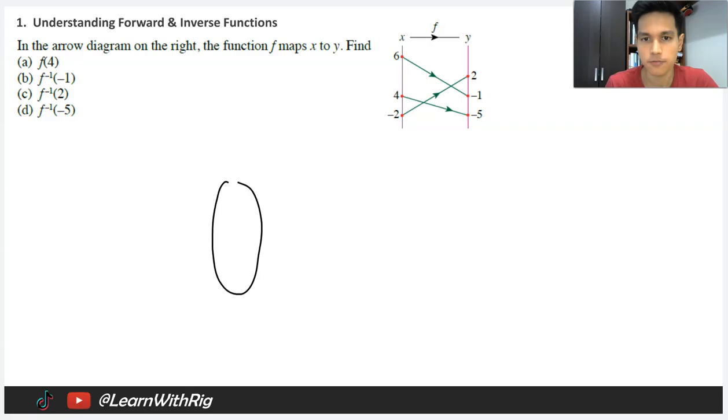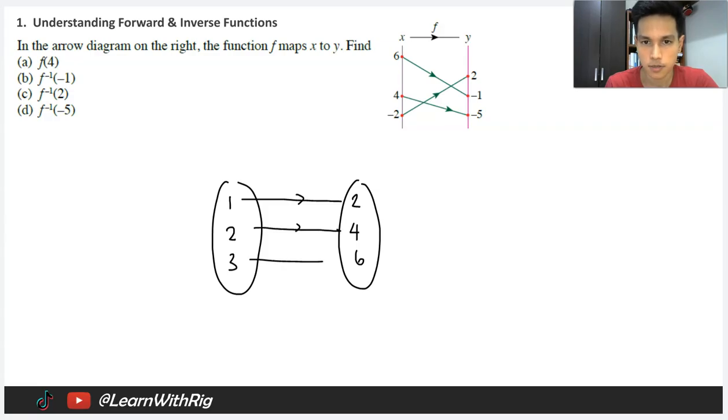Let's say we have an arrow diagram. Okay, we have 1, 2, 3, here's the object, and then we have 2, 4, 6, here is the image. So they are all connected. Okay, so this forward relationship is the forward function. So let's say the name of this function is called f. Okay, so this is called forward function f.